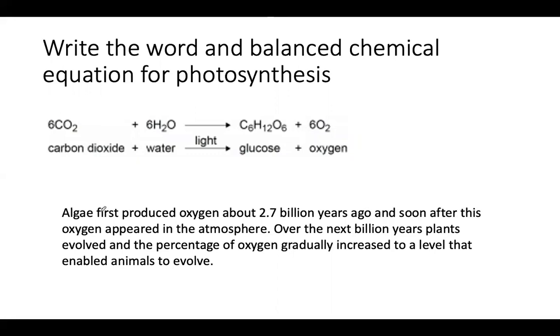So remember, algae did photosynthesis first, about 2.7 billion years ago. Then over the next billion years, plants evolved, and the presence of oxygen increased gradually until there was enough that led for the evolution of animals.